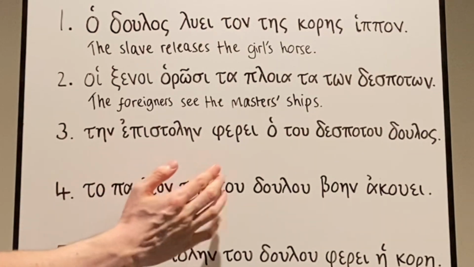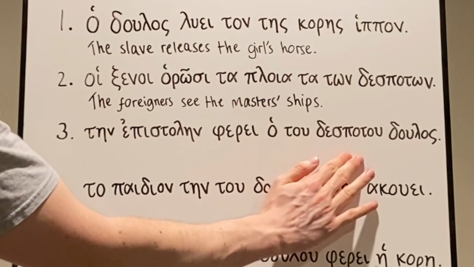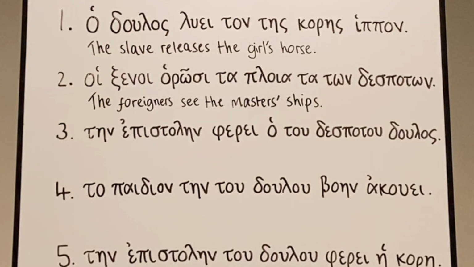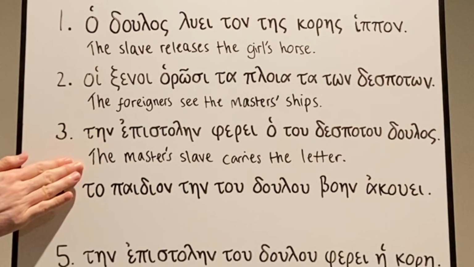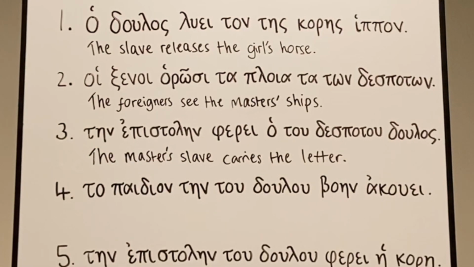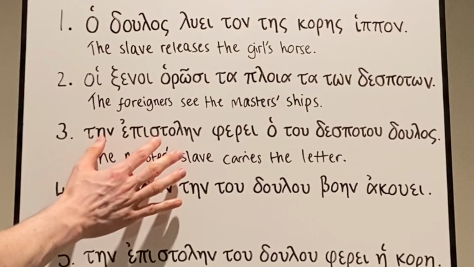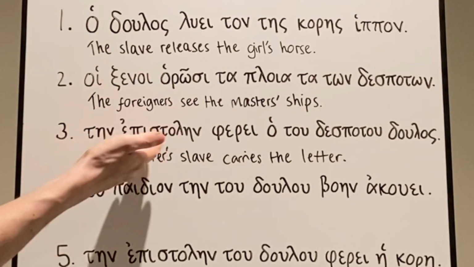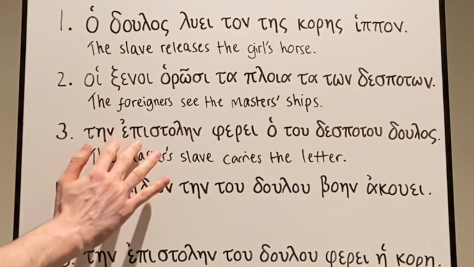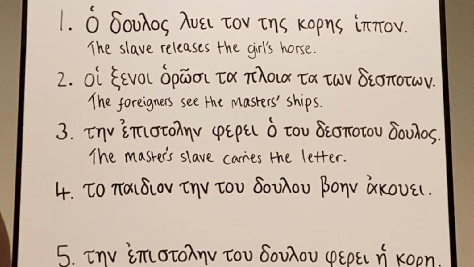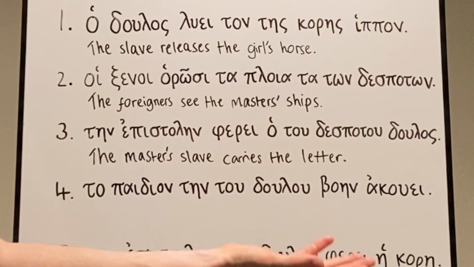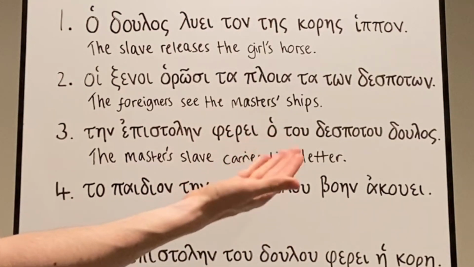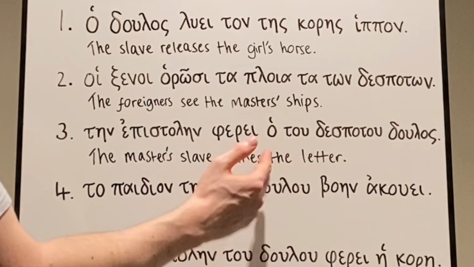Ten epistolen perei hou tou despotou doulos. And this should have been translated into natural English as the master's slave carries the letter, or is carrying the letter. We know it meant that because at the start we had ten epistolen, and we know that ten is feminine accusative singular, so although it's at the start, we know that this has to be the object. The letter has to be on the receiving end of the action of the verb. And then after that we had the verb he, she, it carries. It's phero, but it's in the third person singular, perei.